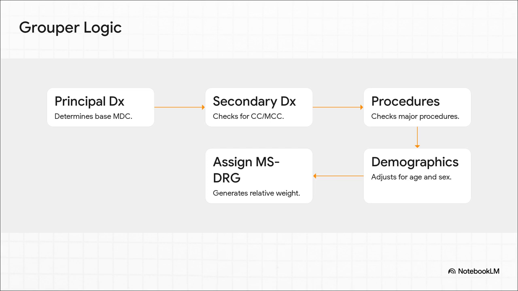Step 3, it checks for any major procedures, which can actually bump the patient from a standard medical DRG to a much higher-paying surgical DRG. Step 4, it factors in demographics, age, sex, discharge disposition. And finally, Step 5, the engine spits out the final IPDRG. This generates a specific relative weight that tells the hospital exactly how much they're getting paid.